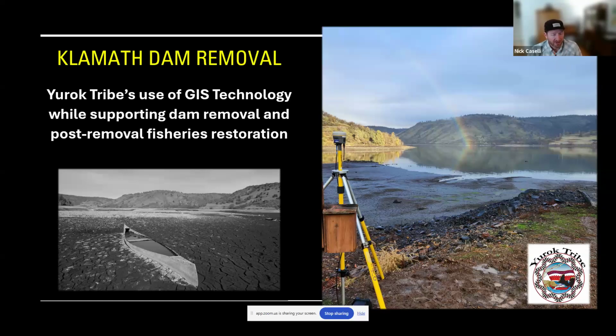I'm going to talk primarily about the Yurok Tribe's involvement in dam removal activities and our use of GIS throughout the process. Dam removal obviously has been a huge effort, multi-agency, multi-entity. There have been a lot of moving parts, and we've primarily played a supporting role in some of the work done by the prime dam removal contractors. There are 3 of those I should acknowledge.